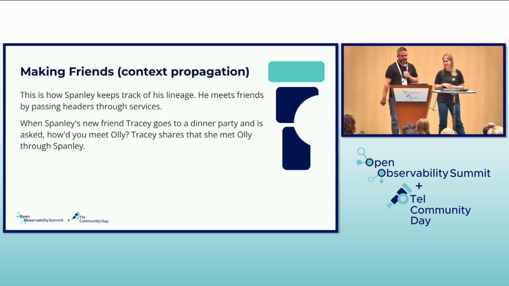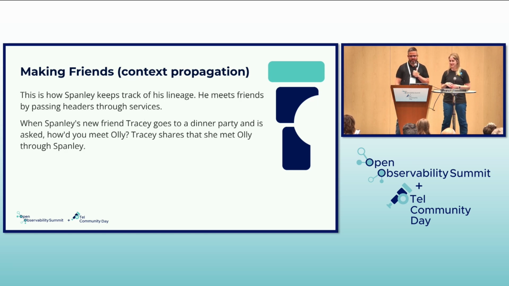So this is how Spanley keeps track of his lineage. He meets friends by passing headers through services. When Spanley's new friend, Tracy, it's a good name, right? goes to a dinner party and is asked, how did you meet Ollie? Ollie is another of Spanley's friends. And Tracy shares that she met Ollie through Spanley.